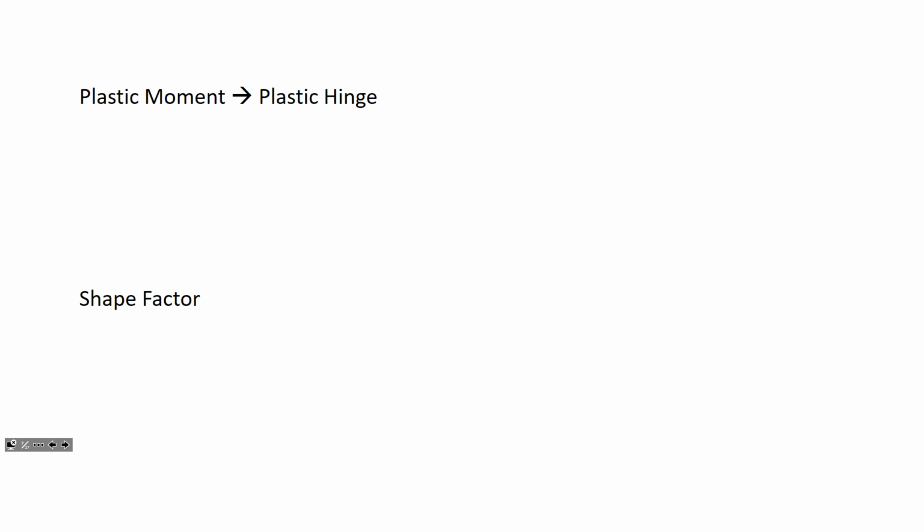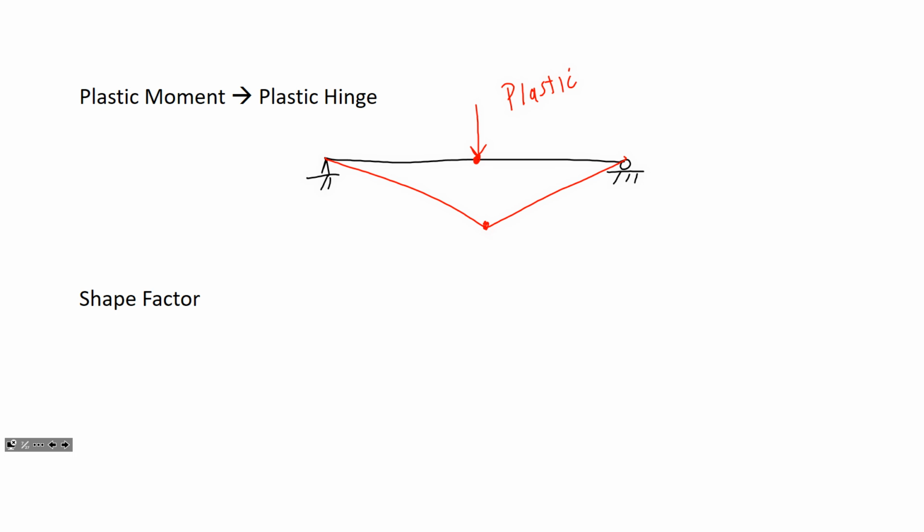Just to remember, thinking of an idea of what a plastic hinge looks like. If we're looking at a beam and it develops a plastic hinge, now if you apply a load, you're going to deflect like that, right? And this is unstable.